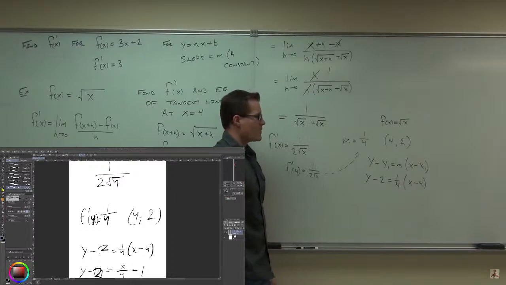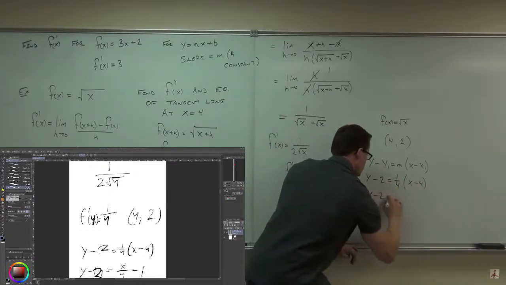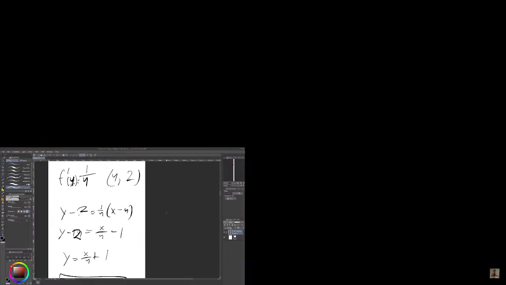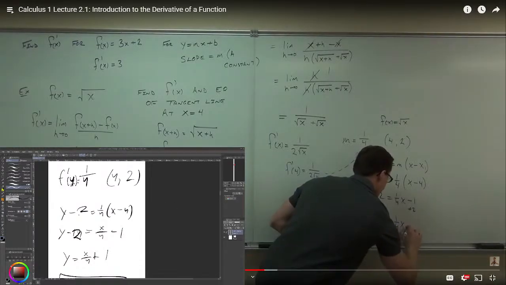Okay. y minus 2 equals 1/4 x minus 4. Distribute: y minus 2 equals 1/4 x minus 1. Add 2. y equals 1/4 x plus 1.